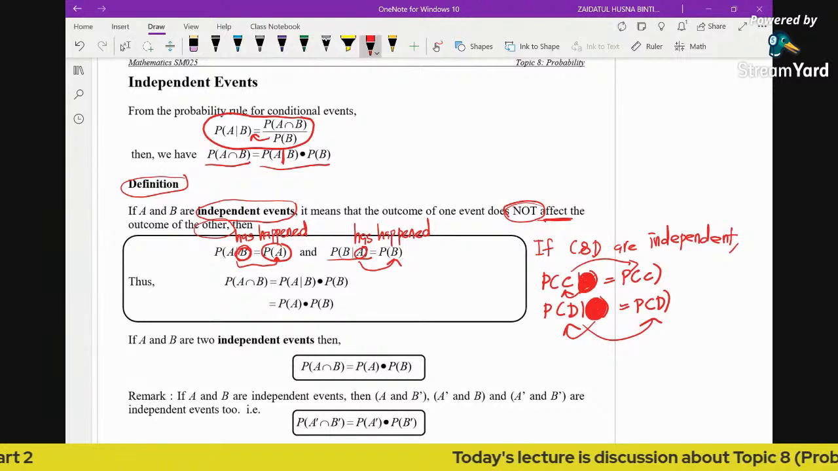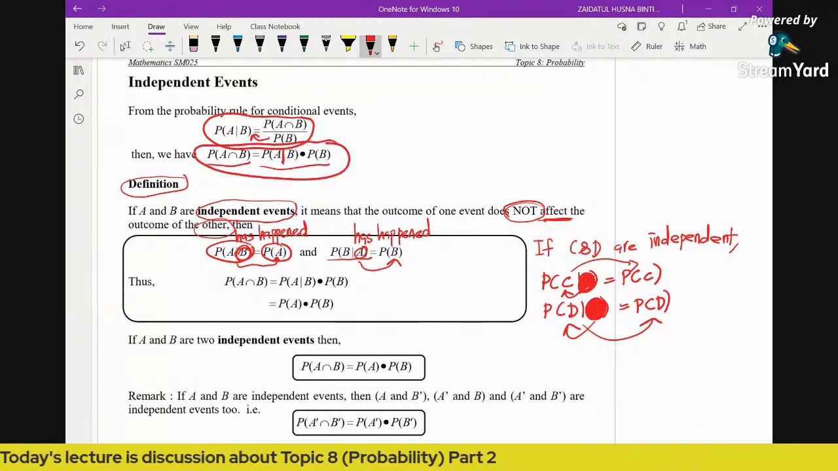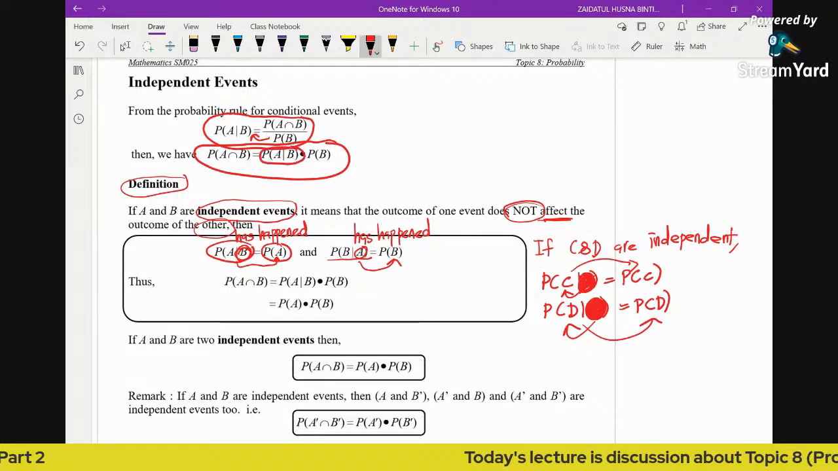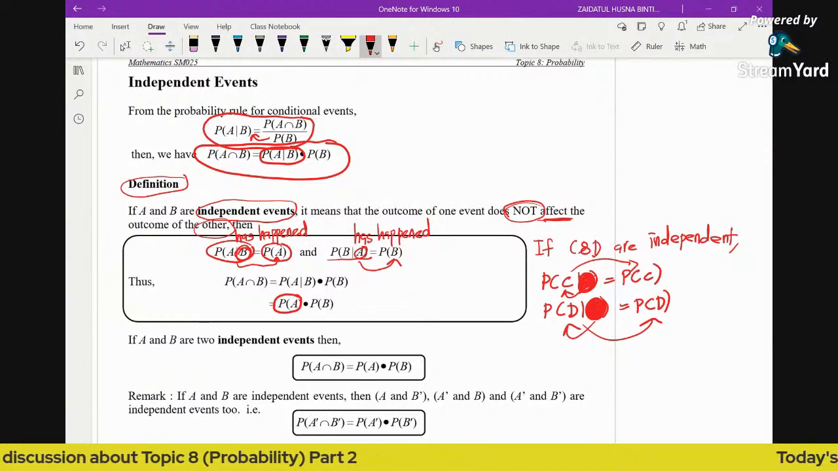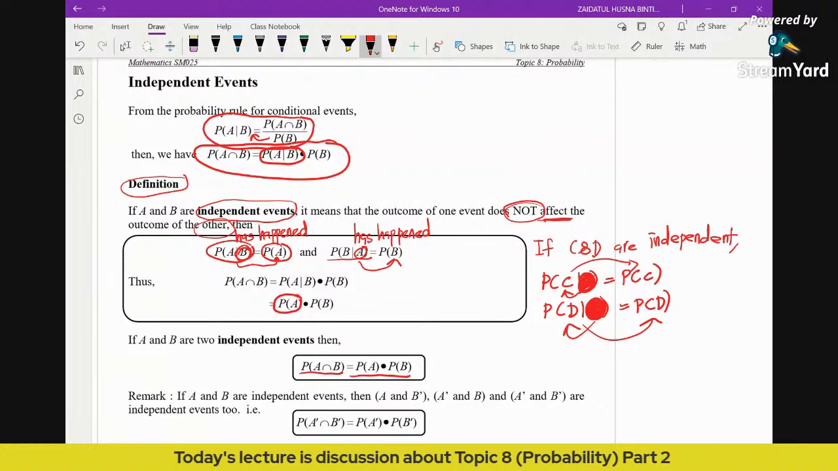So if we have probability of A given B equals P(A), by referring back to the formula just now from conditional probability, if they are independent, we can change P(A given B) to be P(A). So again, if A and B are independent, we can say that probability of A intersect B will be P(A) times P(B). If they are not independent, the two values will not be the same.